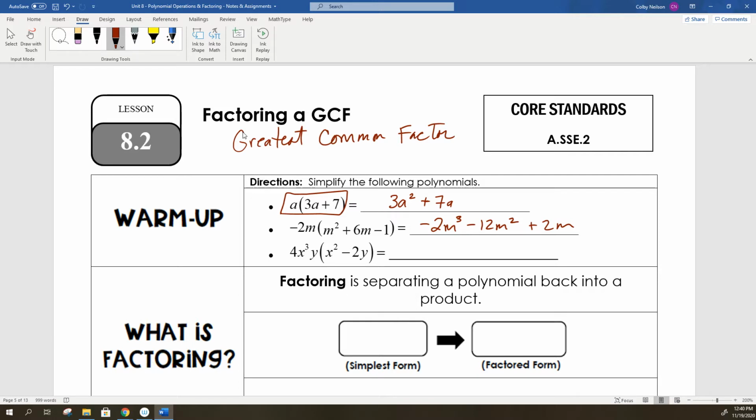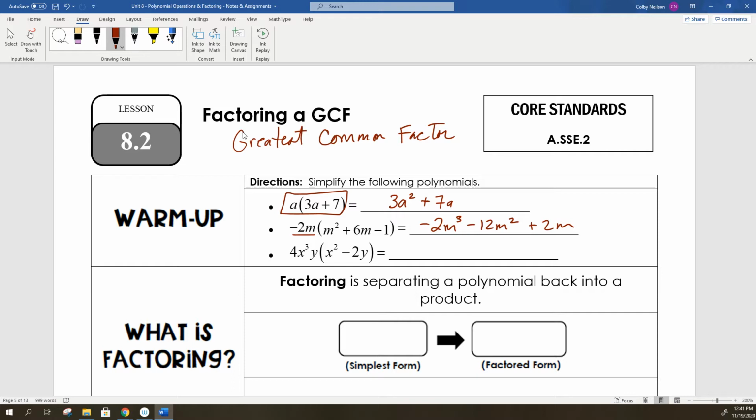So negative 2 can be divided out. Also, you look at the variables. We have m to the third, m squared, and m. The largest amount of m's that can divide out of all three of those would just be m to the first. After we divide out 1m, we wouldn't have any left in this last term. So we divide out negative 2m. That's my greatest common factor.